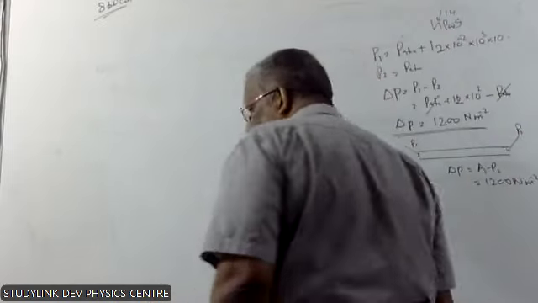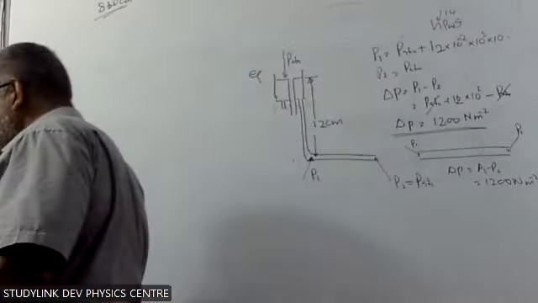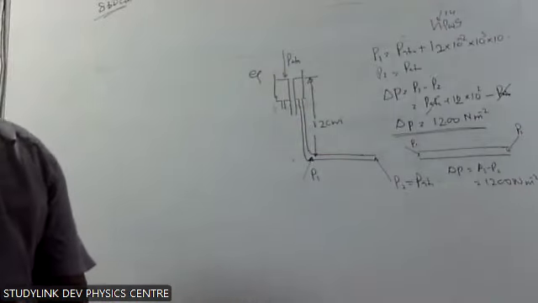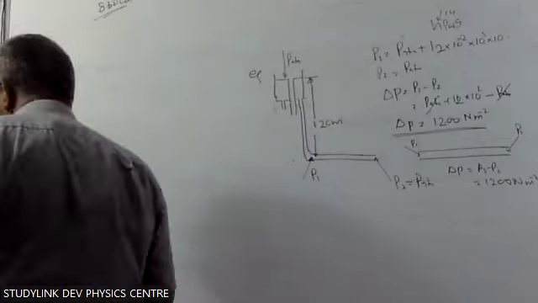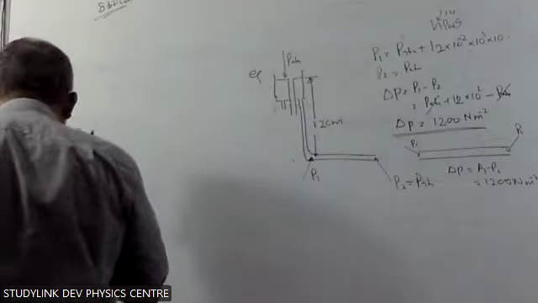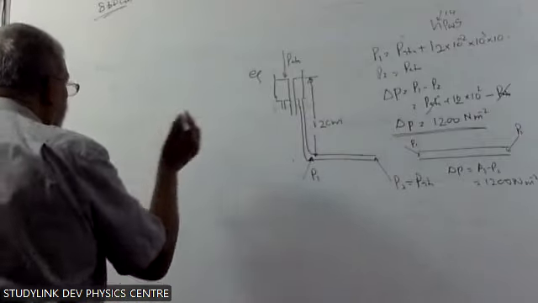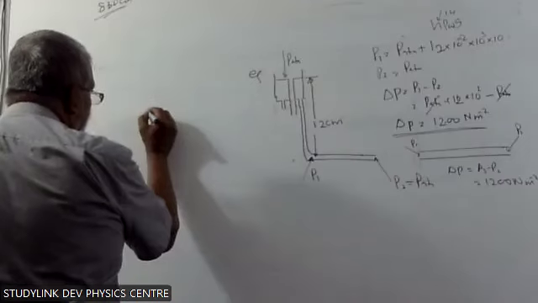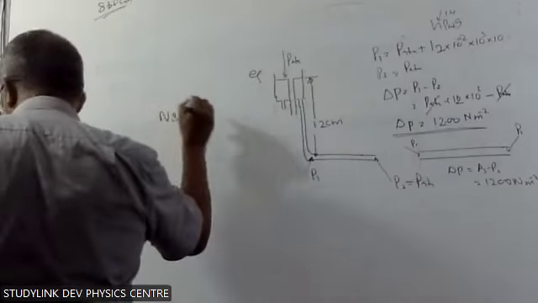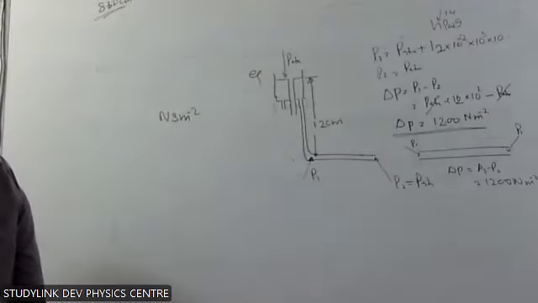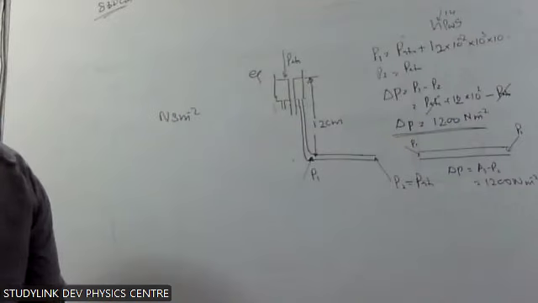And in this question, I gave N s m minus 2 as the coefficient of viscosity. Early we have given the coefficient of viscosity as how? Here N s m minus 2. That was given as N s m minus 2. So what is the difference? Can you understand what it is?